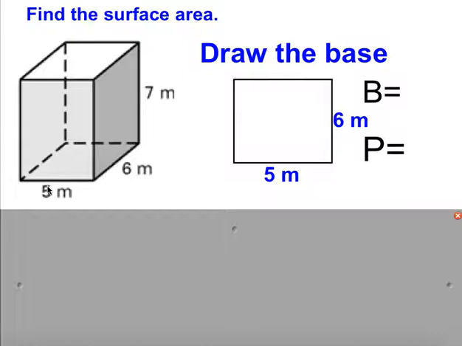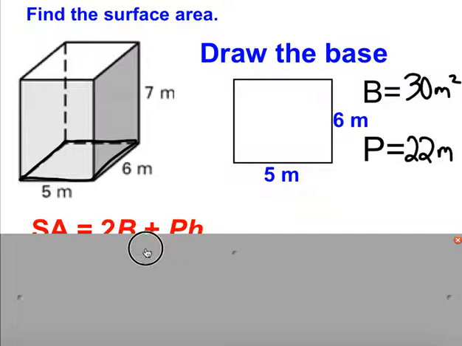But we do have another formula. And it's based on finding the area of the base and the perimeter of the base, and then using our height. So if we are saying that this is our base, this 5 by 6, the area of the base, big B, is 30 meters squared, and the perimeter, 5 plus 5, 6 plus 6, is 22 meters. And we use them in this formula to find the surface area of a prism.